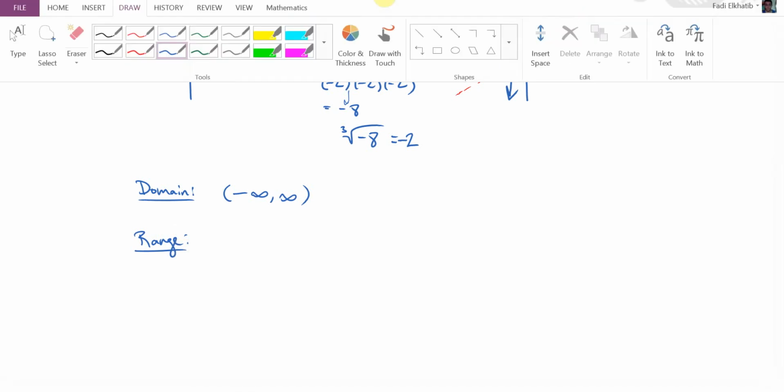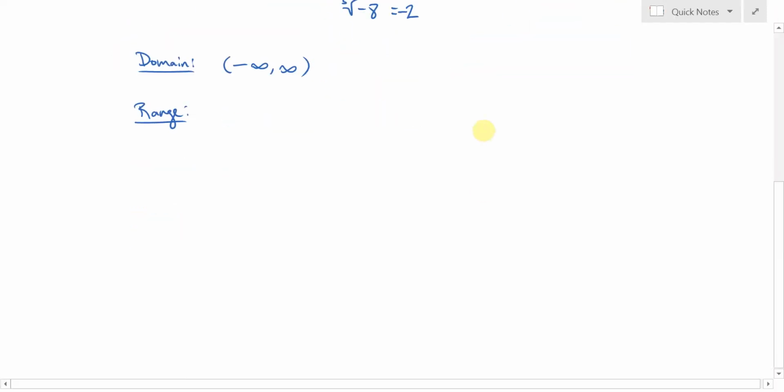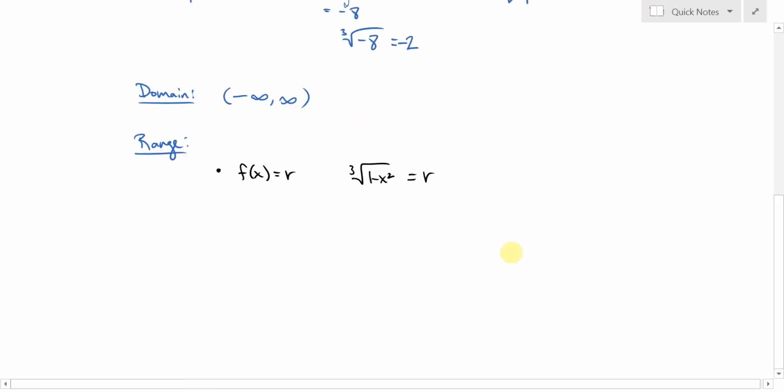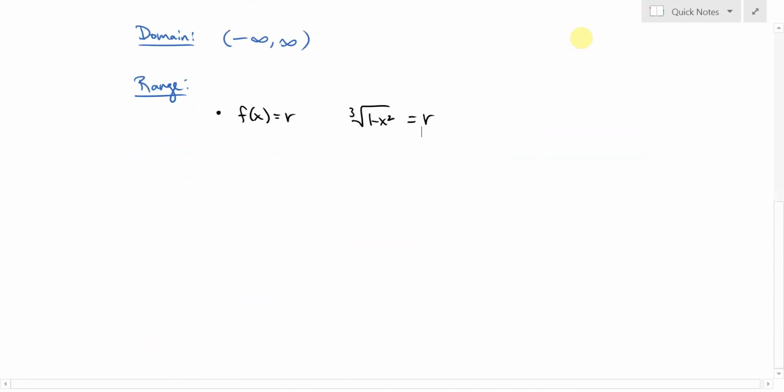Alright, so what about the range? That one's going to be just a touch more complicated. Alright, so how do we do it? Step 1 is that you write down the equation f of x equals r. I'll choose the variable r. R stands for range. So for us in particular, this is the cube root of 1 minus x squared equal to r. Is that right? Yes. Cube root of 1 minus x squared equals r. So step 1 is write down this formula. Step 2, solve for x in terms of r.